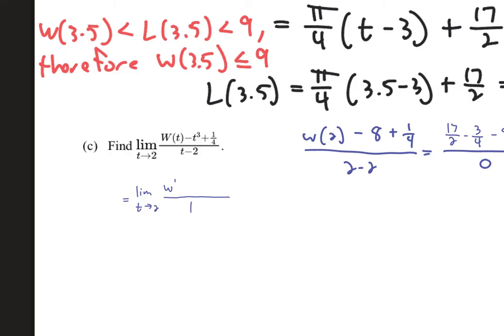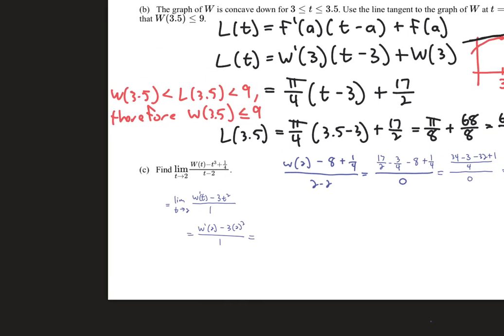So w prime of t. Okay, derivative of t cubed is 3t squared. Derivative of the fourth is 0. Okay, so now we'll plug in 2 into this. That'll be w prime of 2. And technically it's over 1. Oh, that'll be the last time I write that.